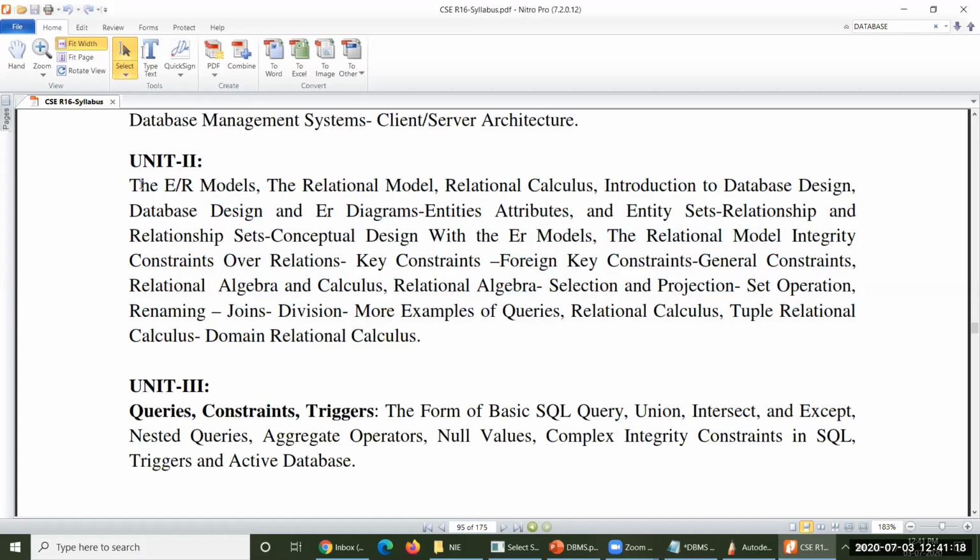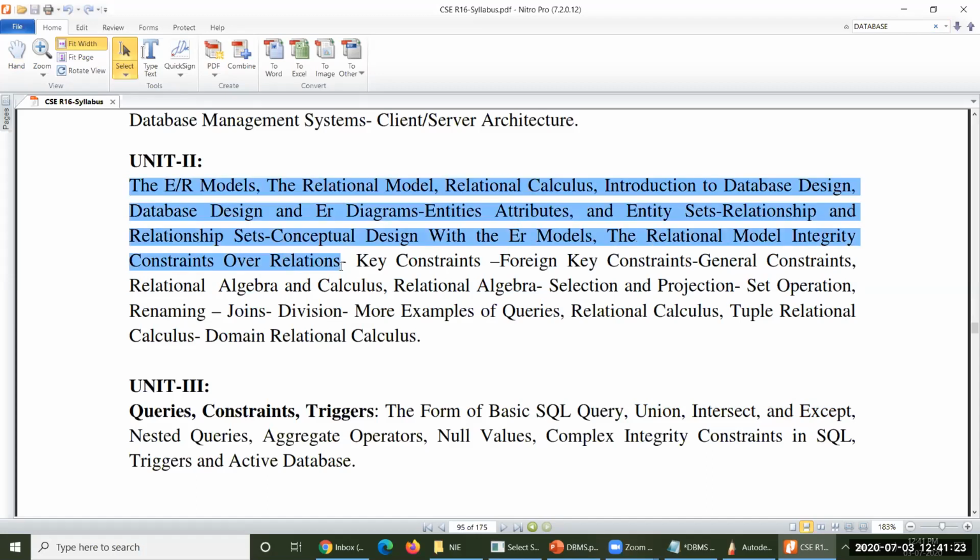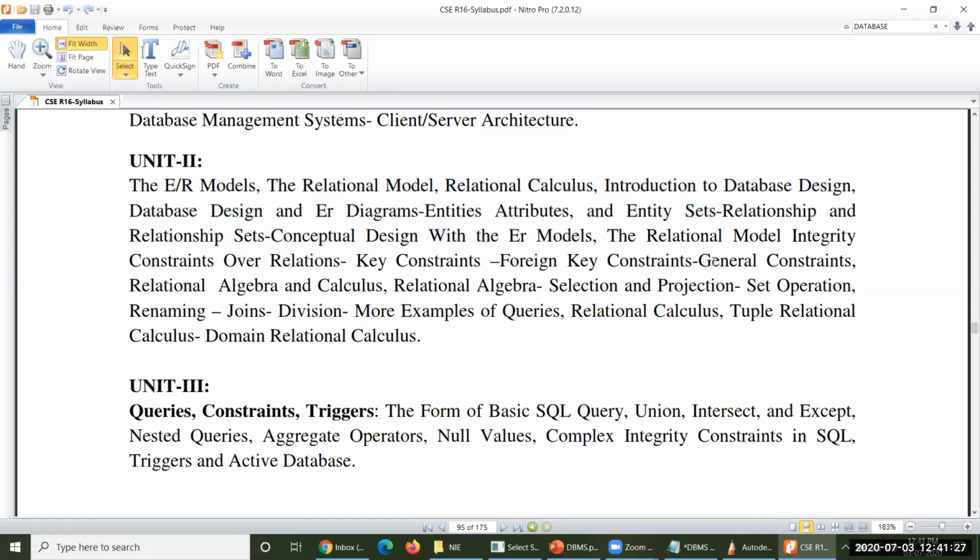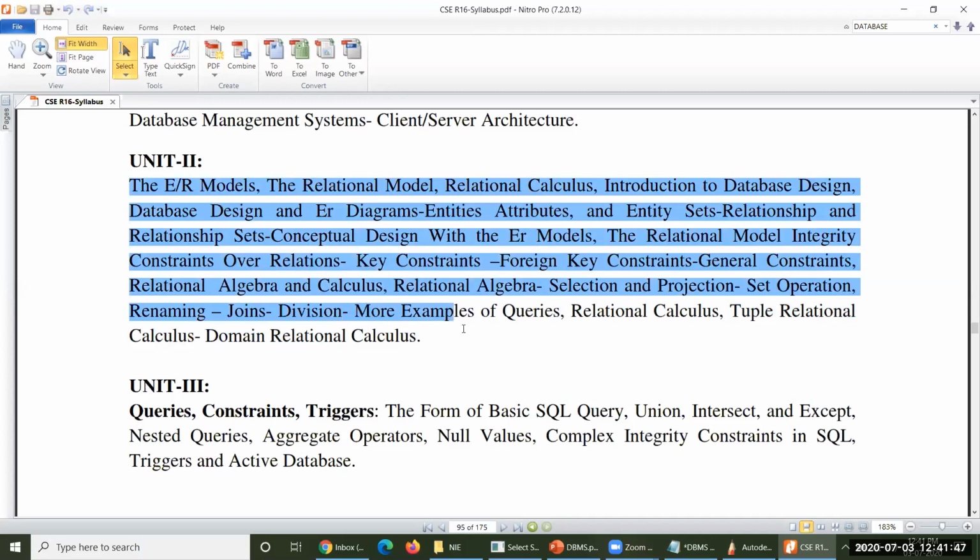Up to this particular point, 2 classes will be taken, covering foreign key constraints, general constraints, and relational algebra. This covers selection, projection, set operations, renaming, joins, and division. Up to this, one class will be taken, and tuple relational calculus and domain relational calculus will take one more class. Totally 3 or 4 classes will be taken to finish this entire unit.